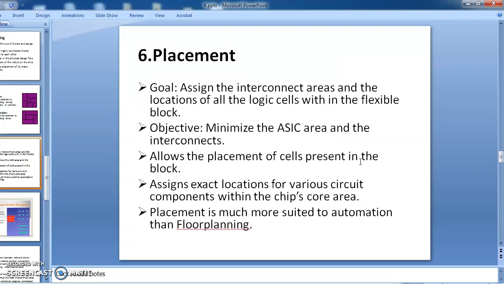Next one is the sixth step, placement. The main goal of placement is to assign the interconnect areas and the location of the logic cells within a flexible block. The objective is to minimize the ASIC area and the interconnect. The basic definition of placement is deciding the location of cells in a block. Placement is much more suited to automation than floor planning.